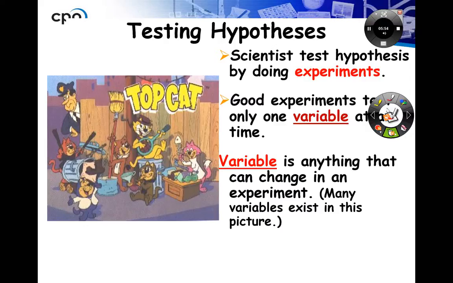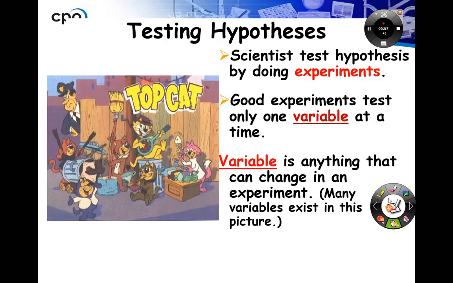A variable is anything in an experiment that can change. Good experiments only have one thing that changes at once. One variable.